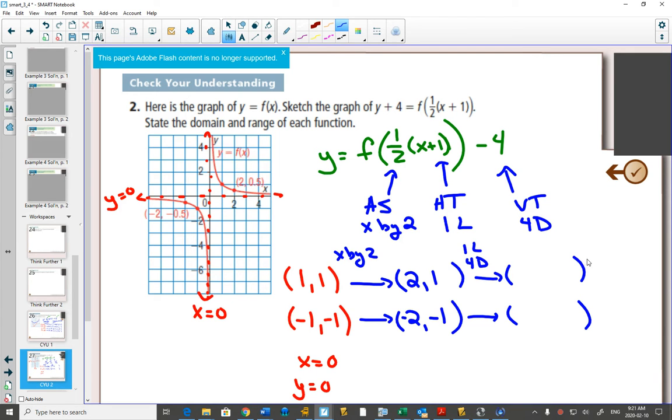Multiply my x coordinates by 2. Now I'm going to go 1 to the left. So that'll go to (1, 1) and to (-3, 1). And 4 down, (-3, -5).